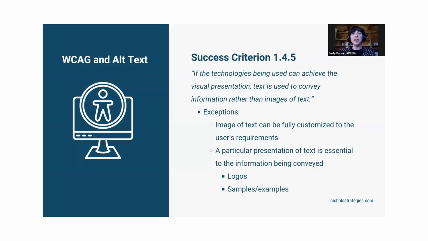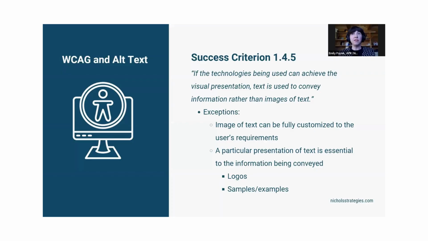What do I mean by an image of text? I mean like a JPEG, a PNG, an image file that has words in it. I can't click, drag, select, and highlight with my cursor. There are a few exceptions here. One would be if the image of text was presented in such a way that the end user could still customize the appearance of it. I'm going to be honest with you, I don't know how to do that. I'm not sure what that would look like in practice, but that is one of the exceptions that the guidelines specify.